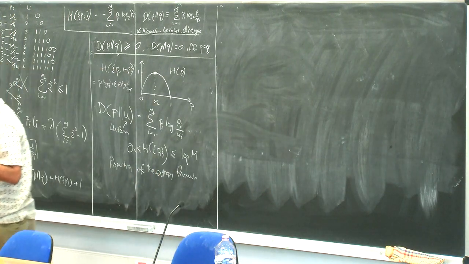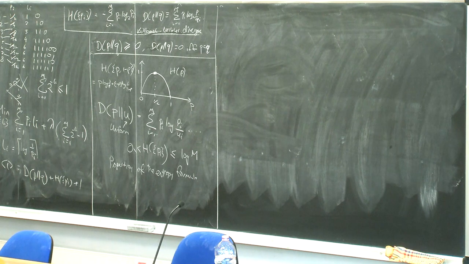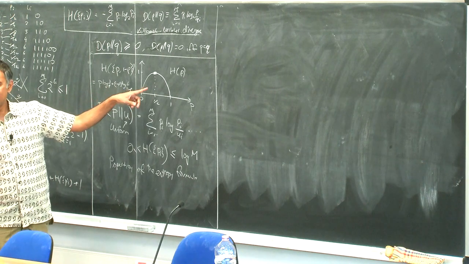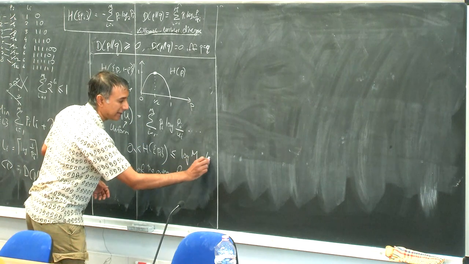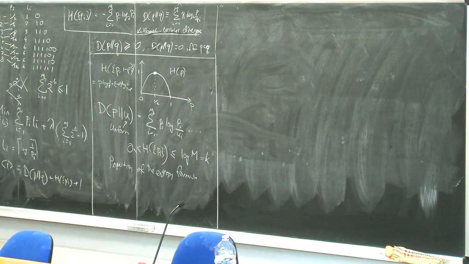Yes? No, it's just log m. It's like here, it's log 2. Log m is just k. It's what we've been calling k. Yes, k is the log of the number of messages. Okay? Just to be sure, log base 2.